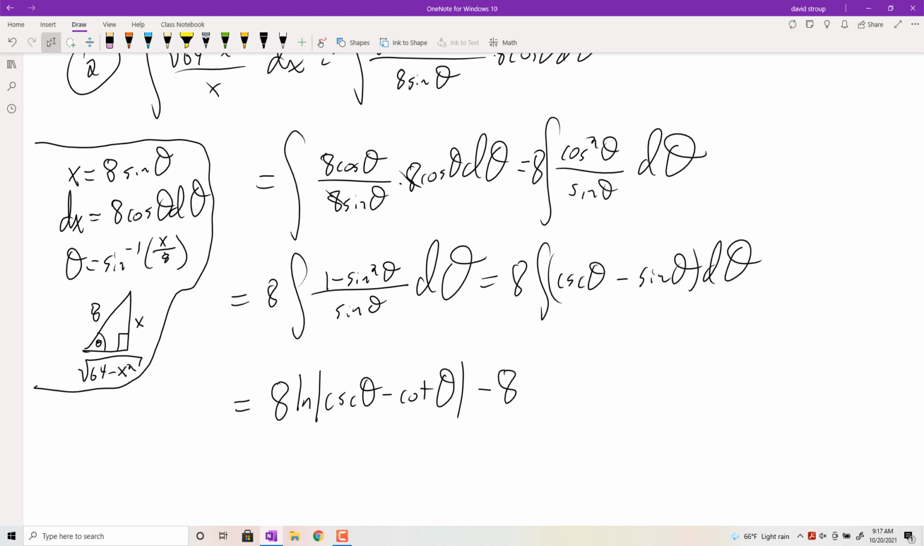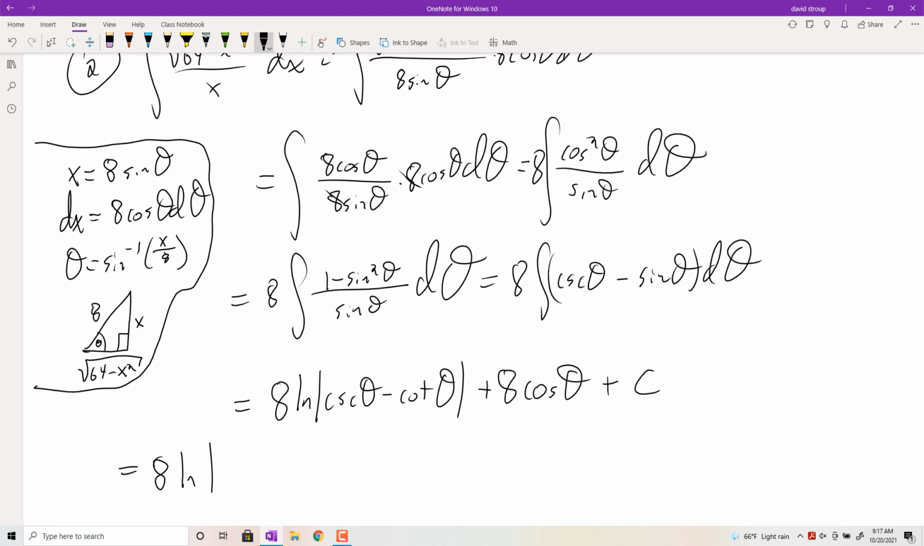And then the integral of sine theta, of course, is negative cosine theta, so it's become plus cosine theta, and then plus c. And now I want to go to my triangle and replace all the cosecants and cotans and cosines with terms of x, right?